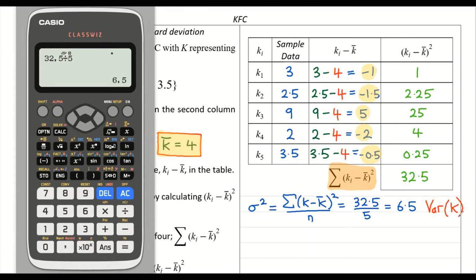Now, for the standard deviation, we now just take the square root of all this. So sigma is just going to equal the square root of 6.5. You don't have to write it all out again. So you can use your calculator again for this. I can just take the square root of the answer from the previous bit, which is going to be 2.55, and that's to 3 significant figures. All right, and that concludes the standard deviation for KFC.